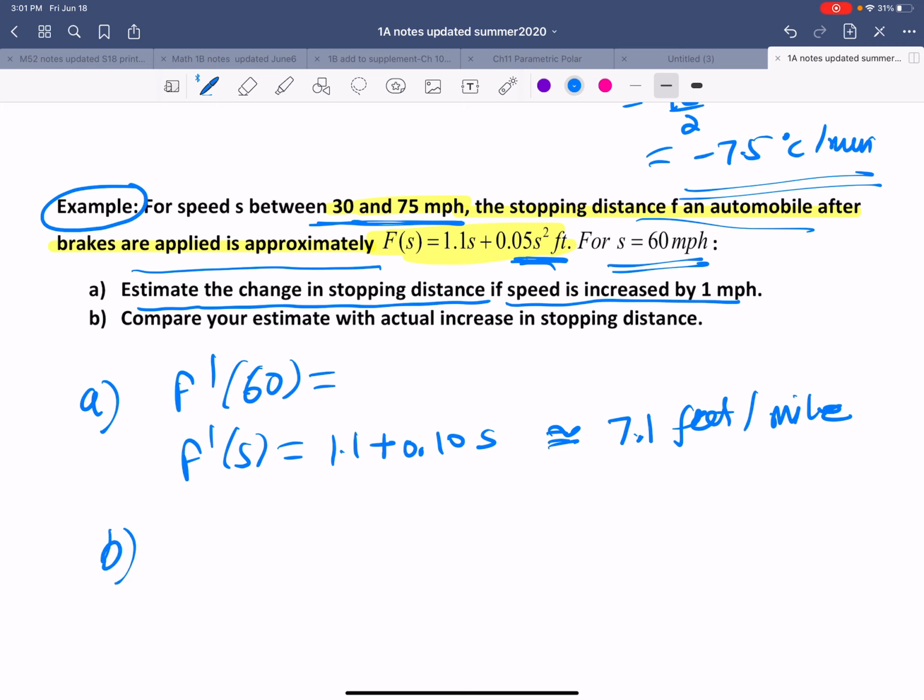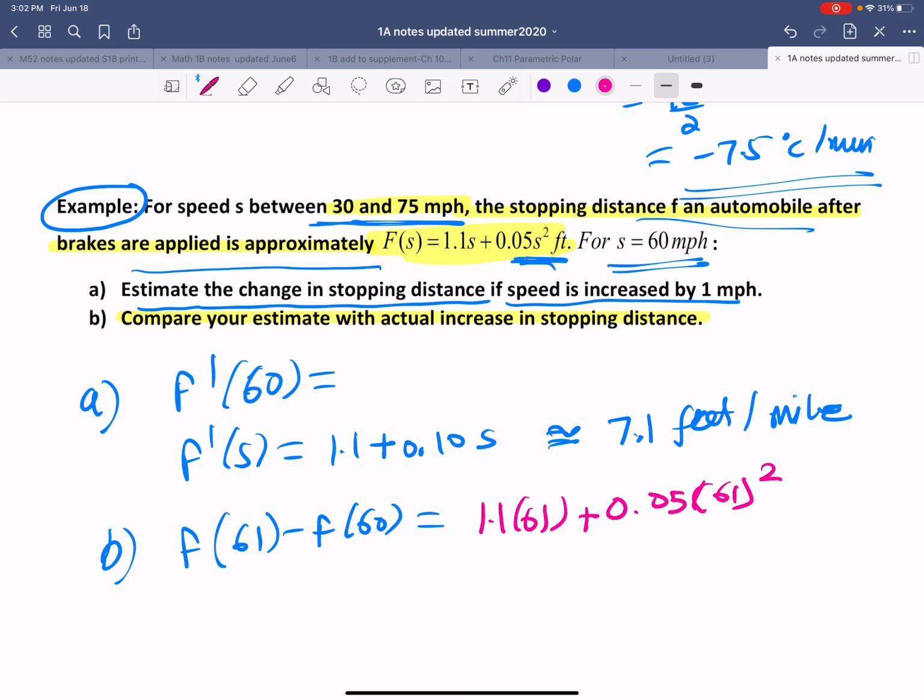For part B, compare your estimate with the actual increase in stopping distance. So how do we find the actual increase in stopping distance? We can find the stopping distance at 61 minus the stopping distance at 60, and that's going to give me the actual increase. So all I have to do is plug in 1.1 times 61 plus 0.05 times 61 squared, minus 1.1 times 60 plus 0.05 times 60 squared.